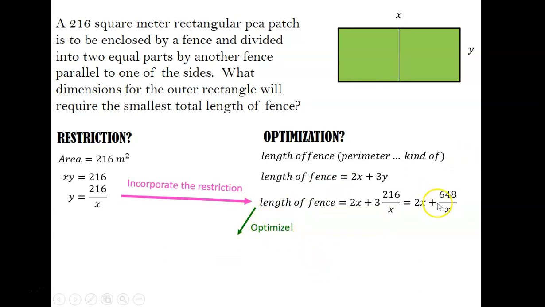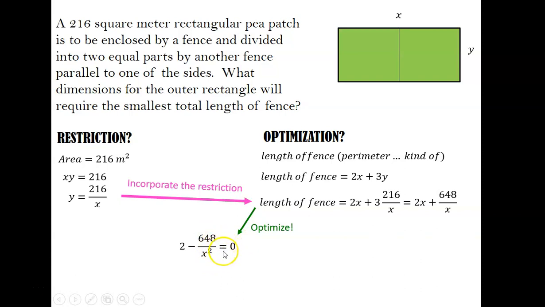Okay, so to optimize this, we're going to take its derivative. It's a pretty simple derivative and set it equal to 0. So the derivative of 2x is 2. The derivative of 648 over x, you could rewrite that as, please don't use the quotient rule, 648 times x to the negative 1, and it's a much simpler derivative. And you get 2 minus 648 over x squared. Again, if you rewrite this as 648 x to the negative 1, it becomes negative 648 x to the negative 2, and then you can just pop that back downstairs again. And that's equal to 0.